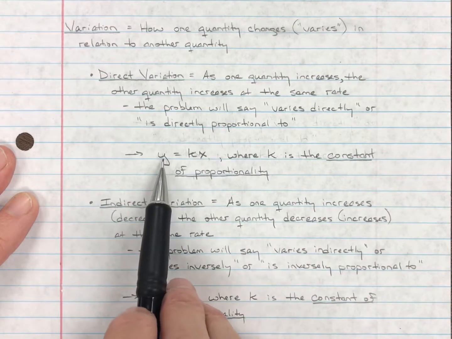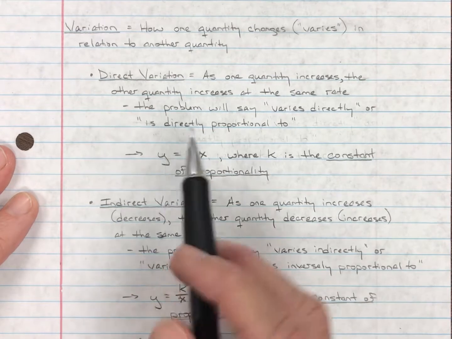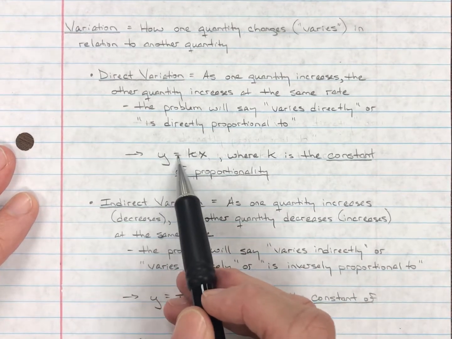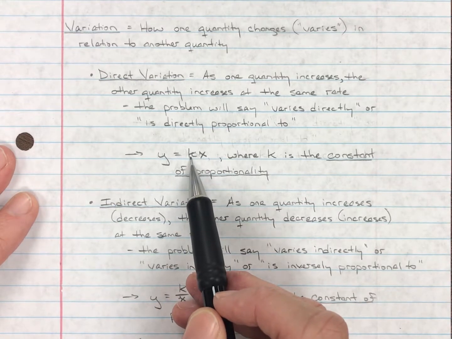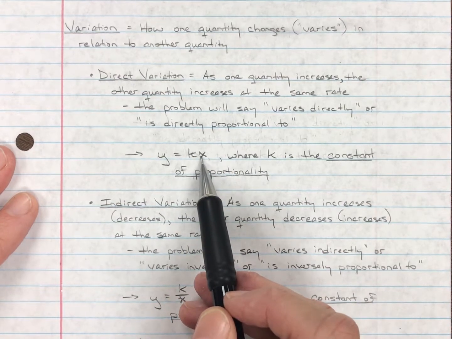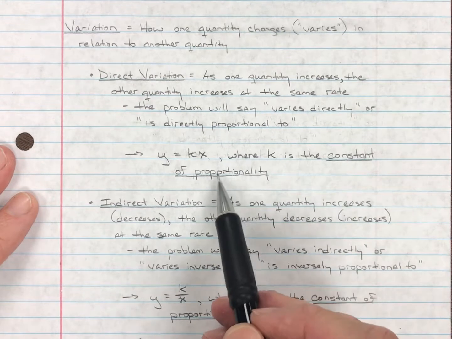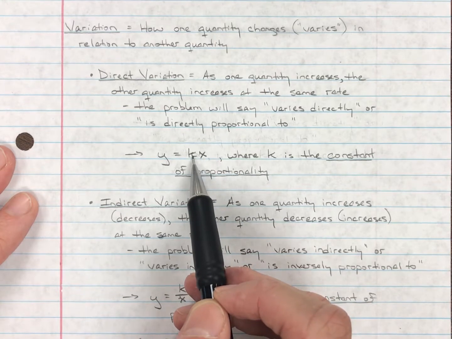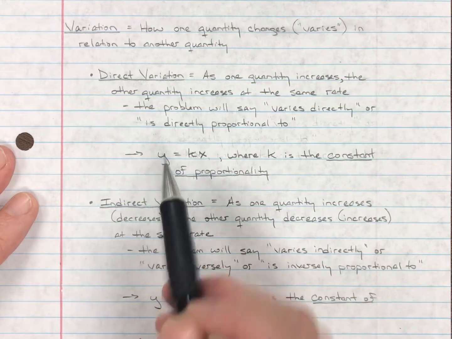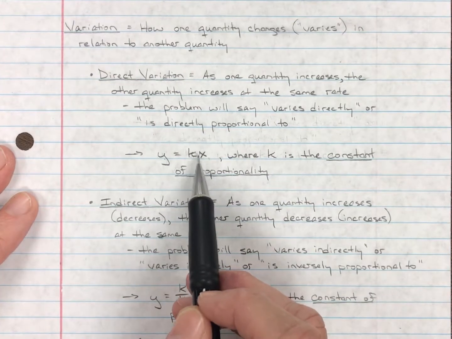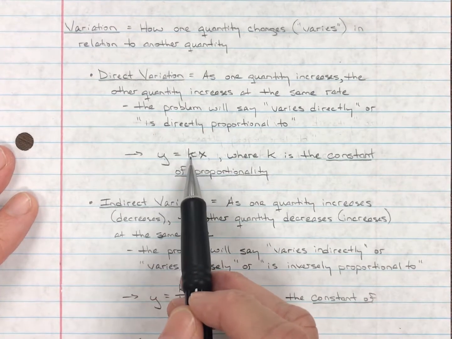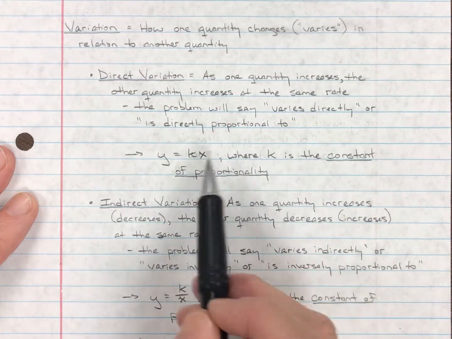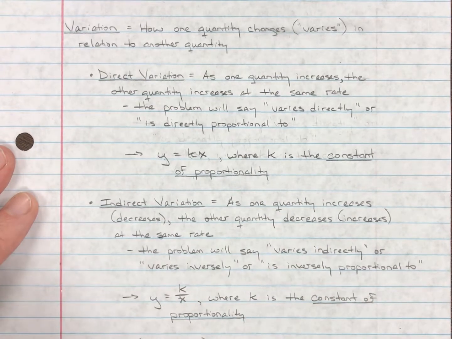And here is the formula when you're talking about direct variation. y is equal to a constant of proportionality times x. Again, k is called the constant of proportionality. So as x increases, it gets multiplied by something, and the y will also increase. As x increases, the y increases, and the constant of proportionality talks about the constant rate at which it does so.